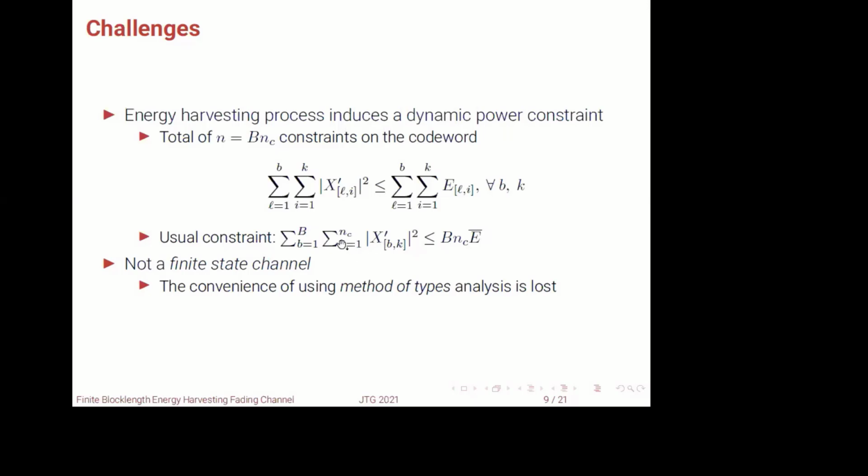Now, if you contrast this with the expression that we have here, there are a total of n constraints because of the energy harvesting mechanism. Energy harvesting introduces a time varying and random peak power constraint. Basically, because of the energy harvesting mechanism, you have n energy conservation equations. It's saying that the total energy that you can use is at most the total harvested energy. So that is one difficulty.